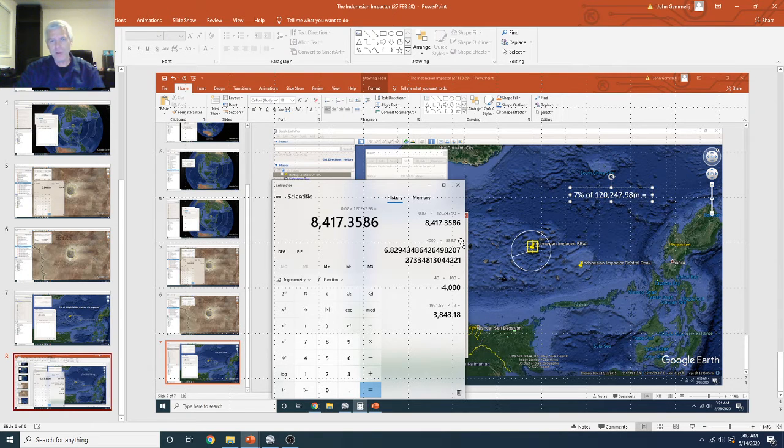All right, so right here we basically determined that 7% of 120,247.98 meters is equal to 8,417 meters. So that means that if the impactor is 7% the size of the blast ring, in this case I'm determining that this is possibly the blast ring, but because it lines right up with, you notice this coming right here, that's my blast bow wave. The blast ring's right on top of the blast bow wave.